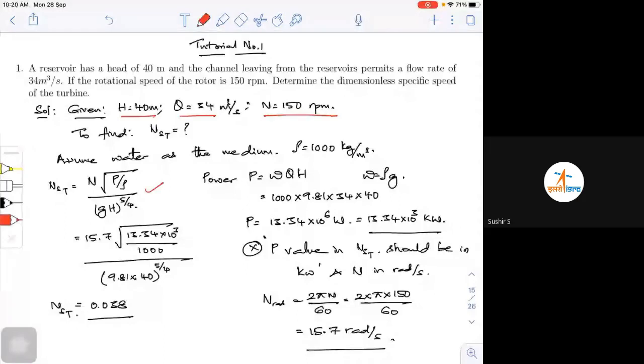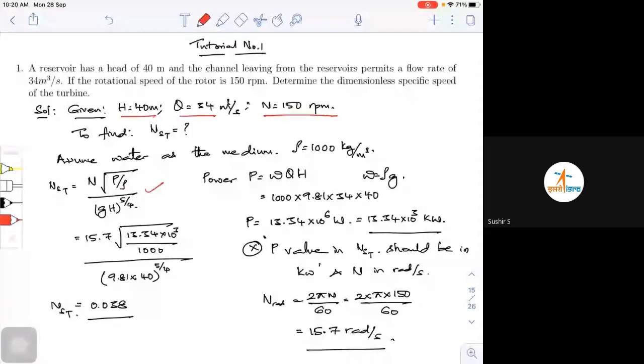See, here usually what mistake most of them do is, Q is given, so they will try to put N root Q by H to the power of 3 by 4. Those non-dimensional numbers are very specifically for your compressor or pump or a fan. But when I'm going for a turbine, I should ensure that my numerator has power on it. So what should I do? I should calculate the power.